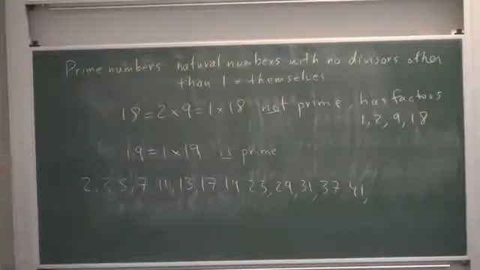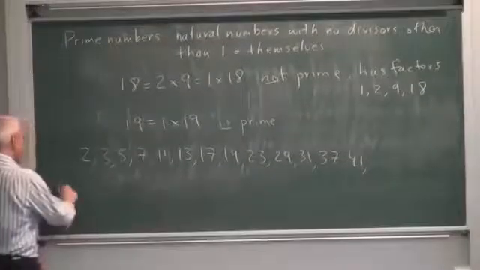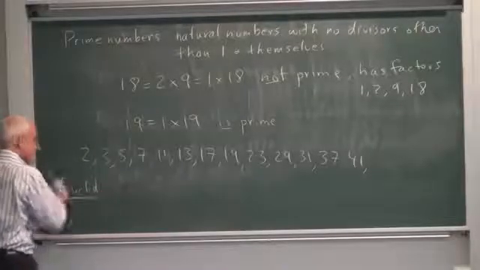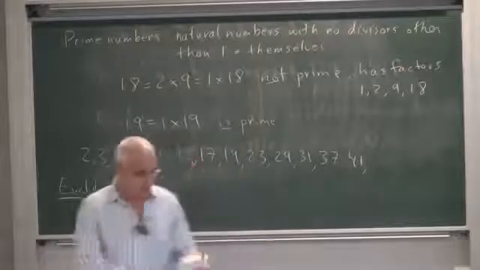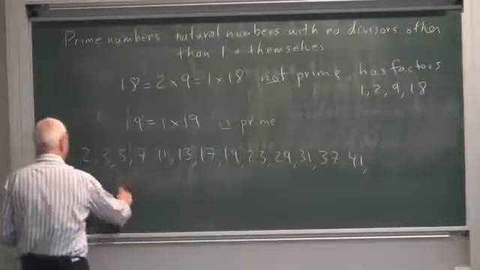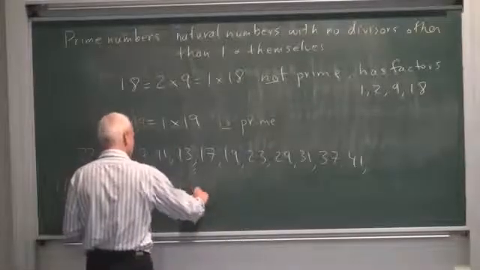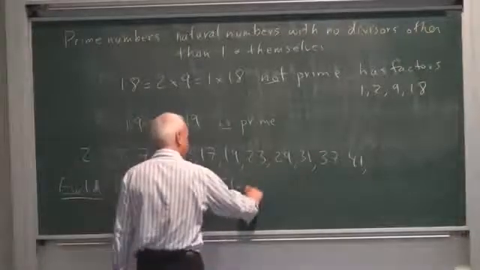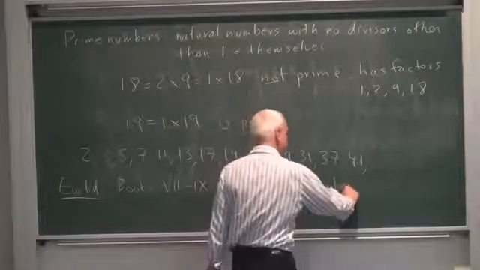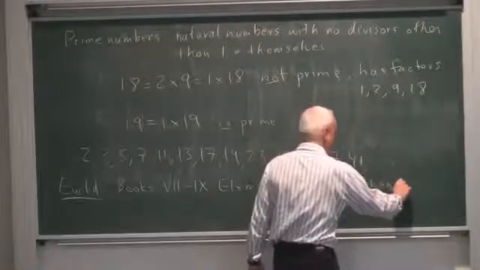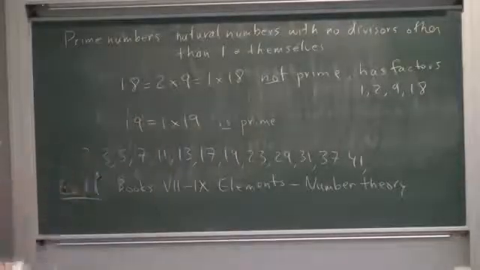more rare. But one of the great accomplishments of Euclid, or ancient Greek mathematics, was to realize that there were an infinite number of primes. So books 7 to 9 of the Elements were concerned with number theory. Books 1 to 6 was more or less geometry, and books 7 to 9 was number theory.